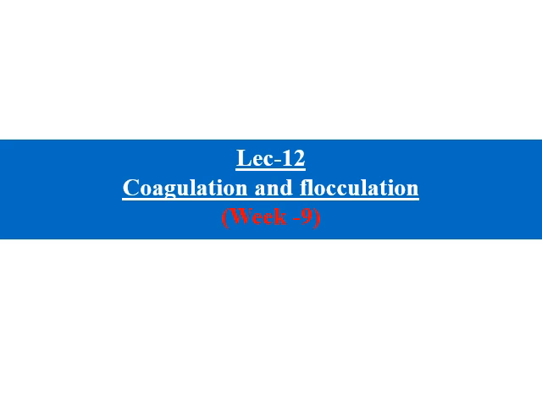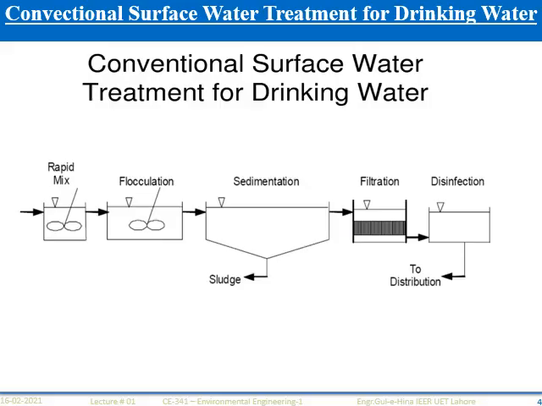So today the water treatment process which we will be covering in lecture number 12 is the coagulation and flocculation process. Before going to the coagulation and flocculation treatment, we will see the conventional surface water treatment for drinking water. So this is basically the process diagram of a conventional surface water treatment for drinking water.